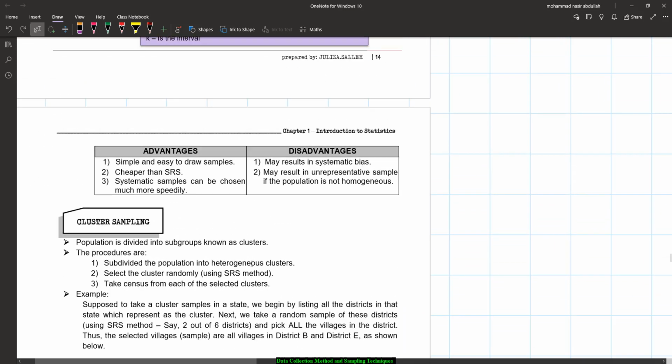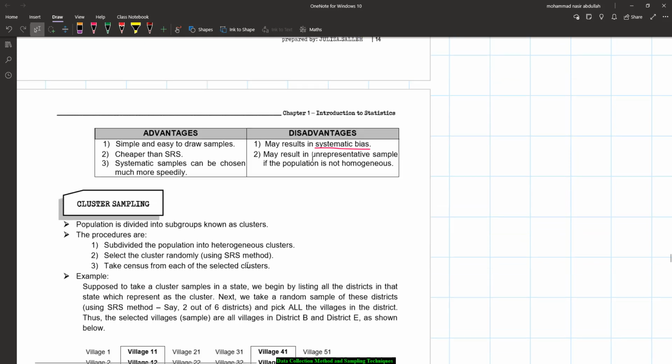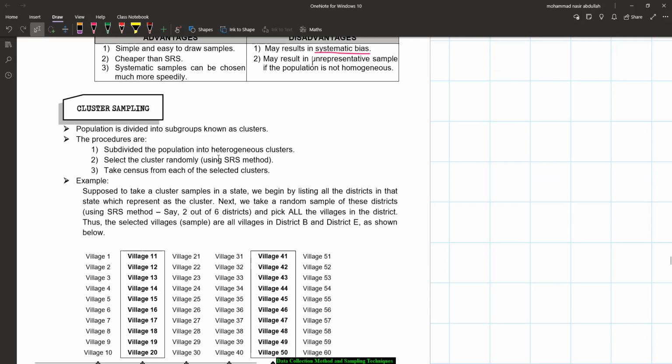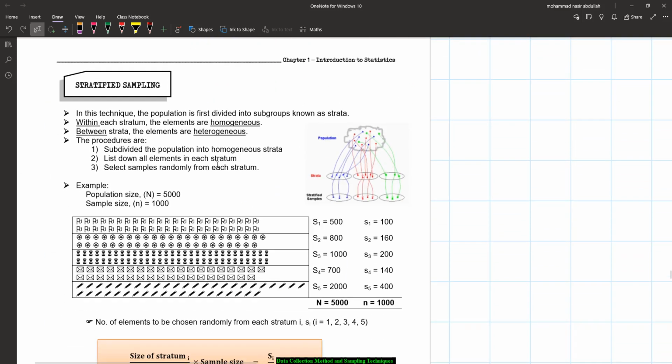So the advantage of systematic sampling techniques is that it's easy and simple to draw a sample. Cheaper than simple random sampling. Right? Can be chosen much more speedily. The disadvantage is it may result in a systematic bias. May result in a non-representative sample because only the first sampling unit uses a random number. So now, before we go to cluster, I would like to jump to stratified first. And then after stratified, we go to cluster sampling techniques.